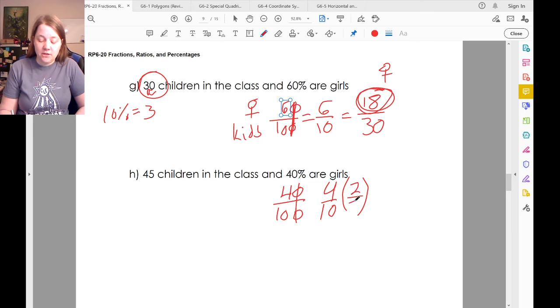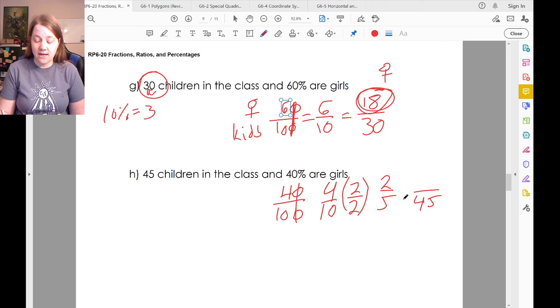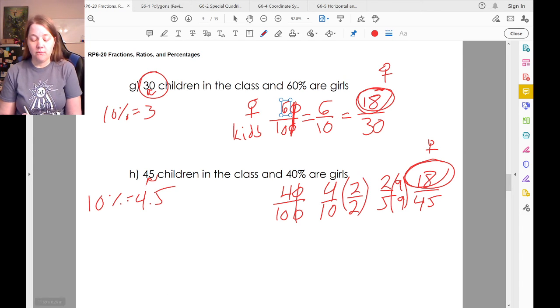4 and 10 can both be divided by 2. 4 divided by 2 is 2. 10 divided by 2 is 5. Now, if there are 45 children total, 5 times 9 is 45. So 2 times 9 is 18 girls. We could have also taken 10% of 45, which is 4.5, and we could have multiplied it times 4.